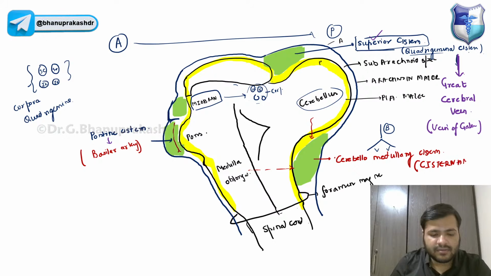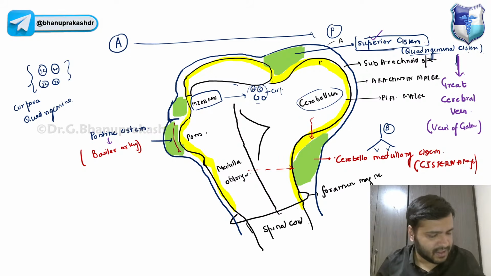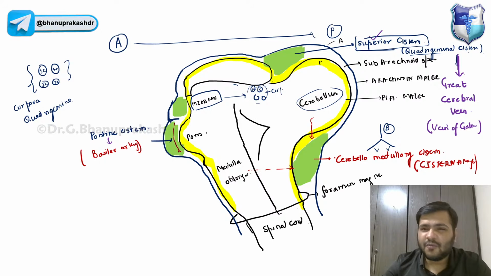Cisterna magna, guys. It lies between the back of the medulla and the inferior part of the cerebellum. It communicates with the fourth ventricle by three small openings. That's something you don't have to remember over here. As of now, just remember this is on the inferior part of the cerebellum and behind the medulla oblongata. Coming on to the next one, guys.